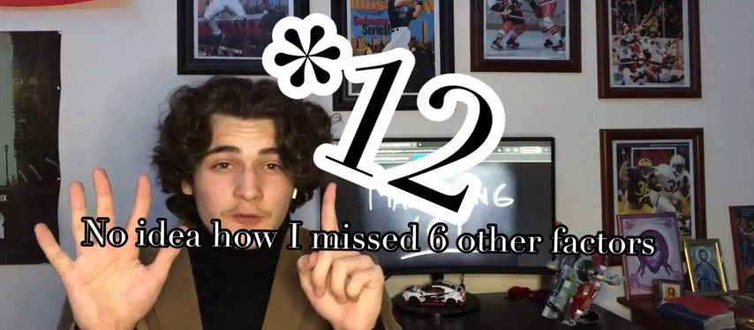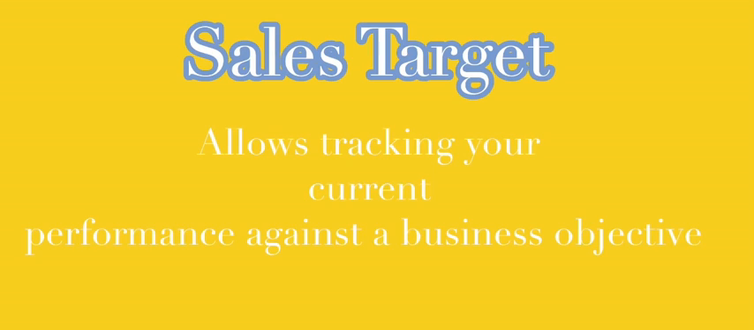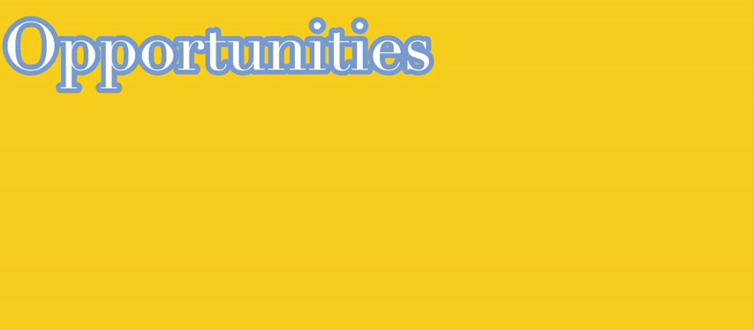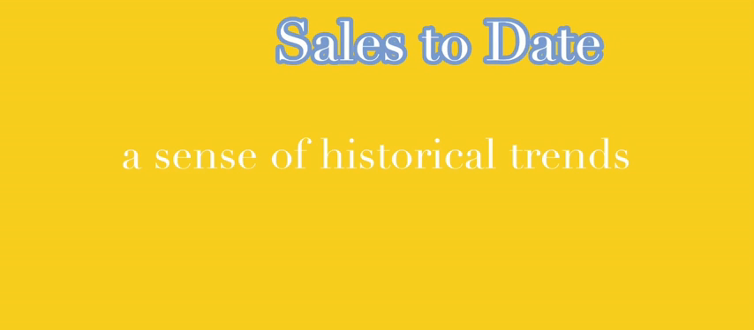A successful sales strategy involves 6 factors. Sales growth is quite simple. As the name suggests, sales growth is the ability to grow revenue. A sales target allows you to track current performance for a business objective. Thirdly is opportunities. Opportunity prioritizes your sales effort based on likelihood to close. Fourth is sales to date. Sales to date is getting a sense of historical trends.